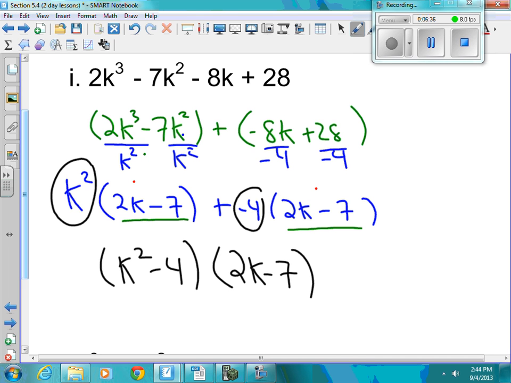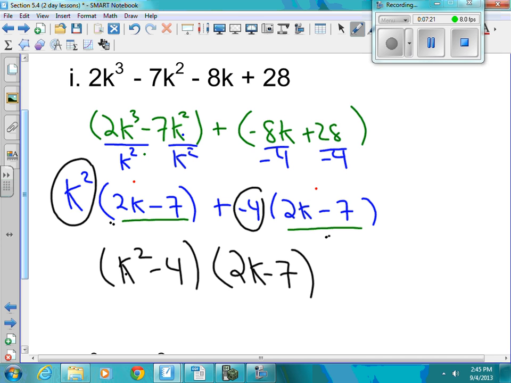And really what we're doing here is reversing FOIL, or reversing the box method. If I were to FOIL this out, I would do k squared times 2k and k squared times negative 7. That's what this step is right here. And if I were to FOIL this out, I have negative 4 times 2k and negative 4 times negative 7. That's this step right here. So we're reversing FOIL. The moral of the story is, even though you see two 2k minus 7s, it's not 2k minus 7 squared. We're doing this factoring and regrouping it. If you put 2k minus 7 squared, it's going to be wrong. So multiply it out, do the box, do the FOIL, test it.